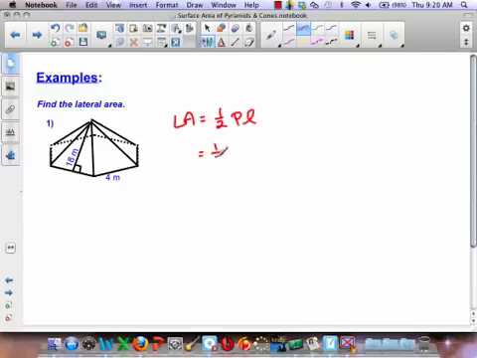Okay, so we got 1/2. So what's my perimeter in this problem? How many sides are there? I guess 6. Alright, so I got 6 sides, each side is 4, therefore a perimeter of 24, just add them all up. What is my slant height? 18. And then just multiply that through.